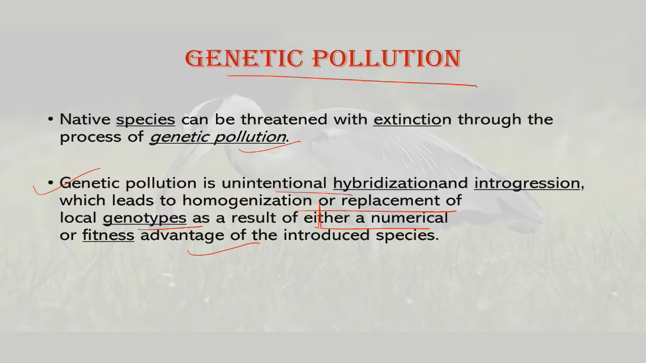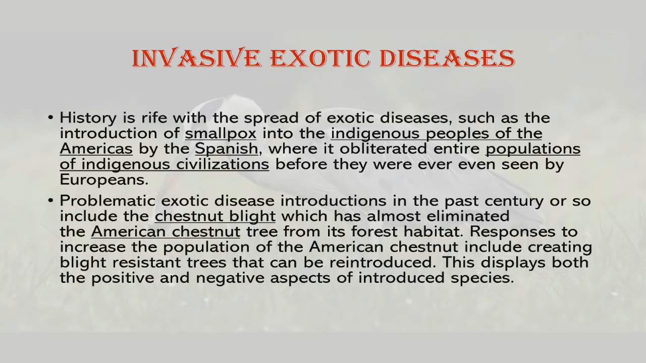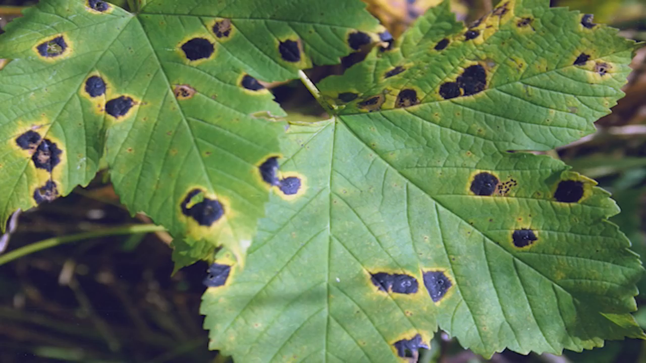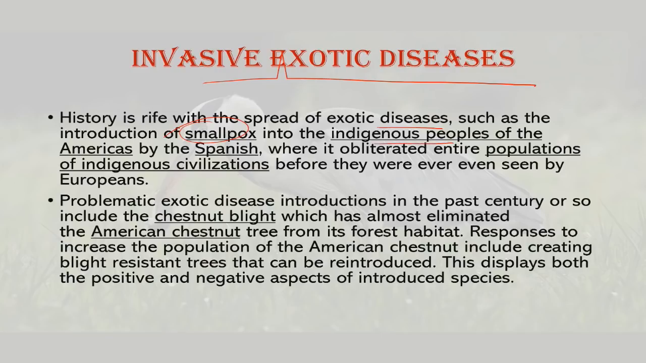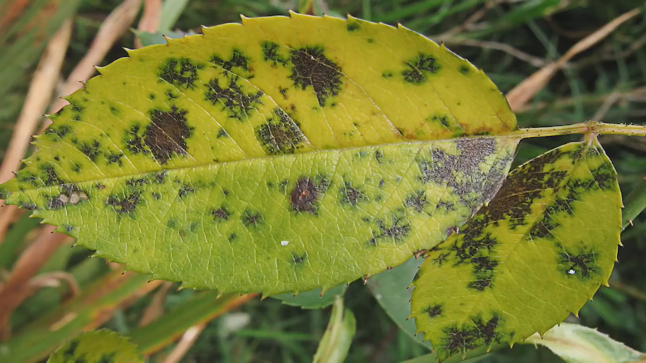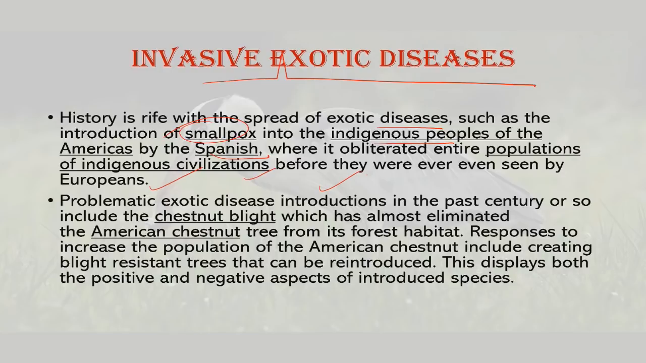So hybrids resulting from invasive species interbreeding with native species can incorporate their genotypes into the gene pool over time through introgression. Then invasive exotic diseases could take place. History is rife with the spread of exotic diseases, such as the introduction of smallpox into indigenous peoples of the Americas by the Spanish, where it obliterated entire populations of indigenous civilization because they had never even seen Europeans. So there was no immunity in the native population. Another example is Dutch elm disease, which has severely reduced the American elm trees in forests and cities.